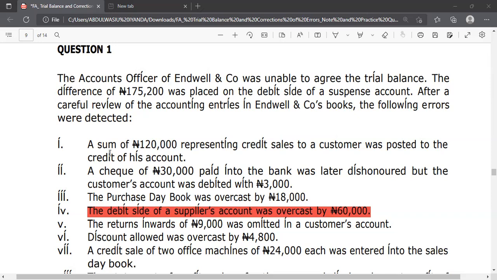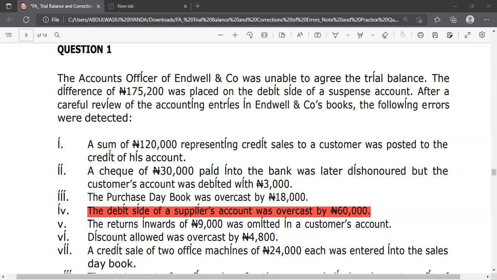Then here, the entry is the customer account is debited. That is fine. But the problem here is 30,000 naira. Purchase in the book was overcast. Purchase is an expense, then you credit; it was overcast by 18,000 naira. Since purchase is an expense and you want to reduce expenses, you do the credit.